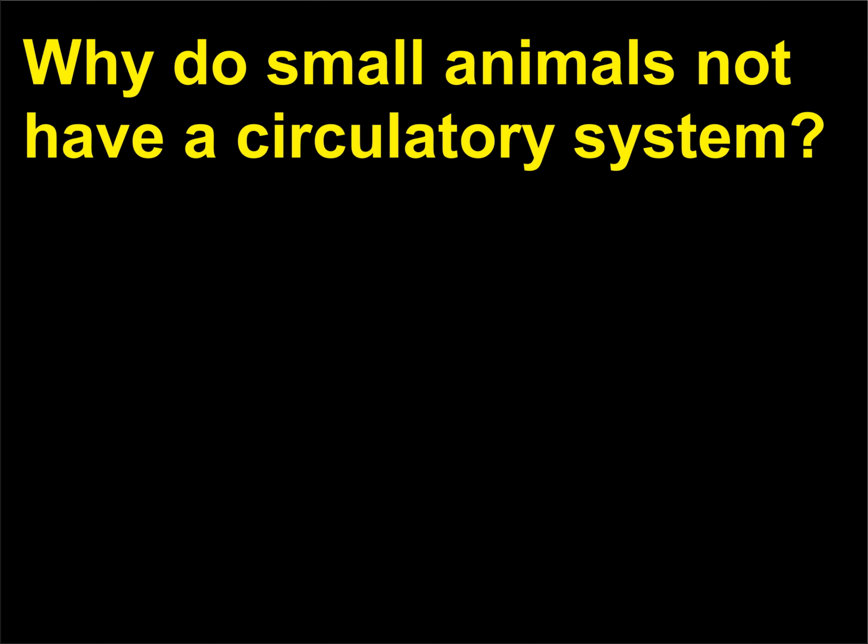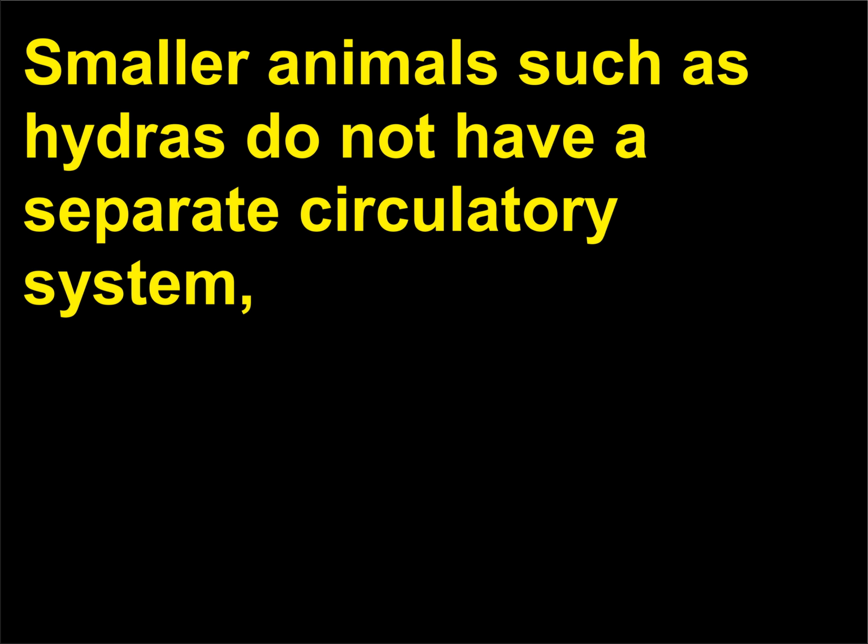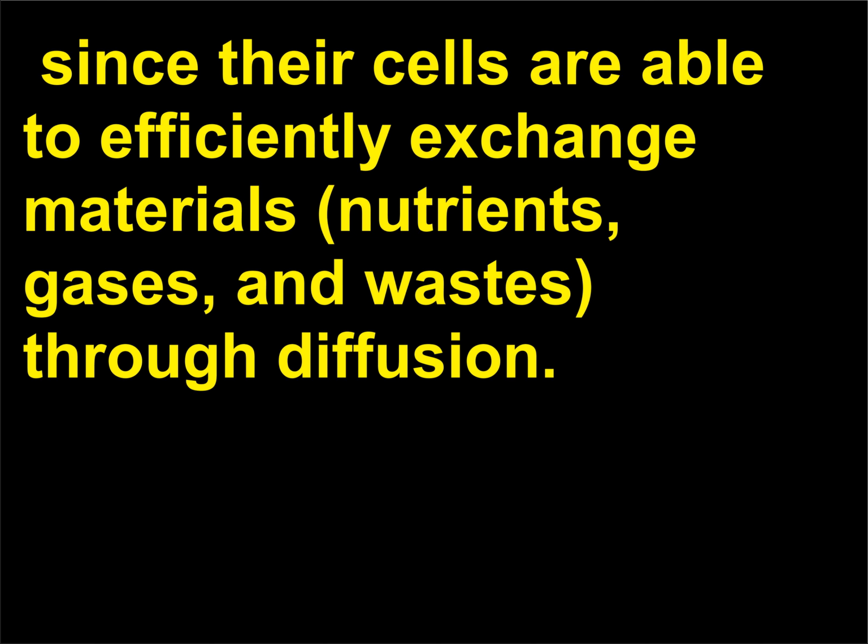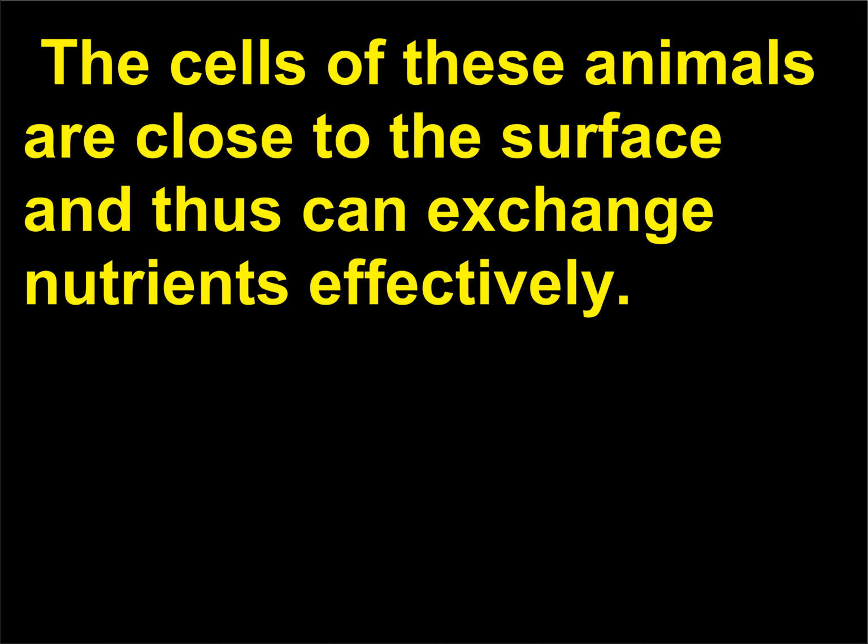Why do small animals not have a circulatory system? Smaller animals such as hydras do not have a separate circulatory system, since their cells are able to efficiently exchange materials, nutrients, gases, and wastes through diffusion. The cells of these animals are close to the surface and thus can exchange nutrients effectively.